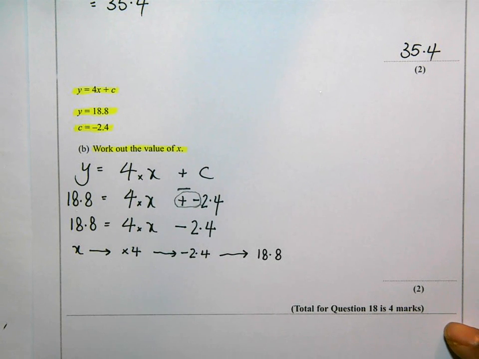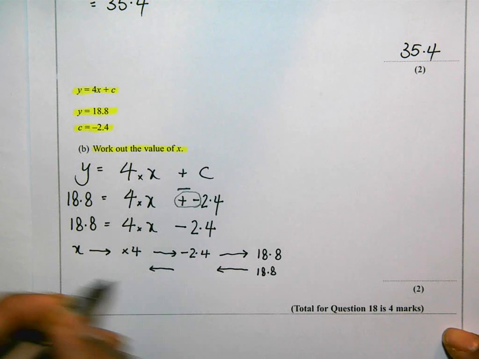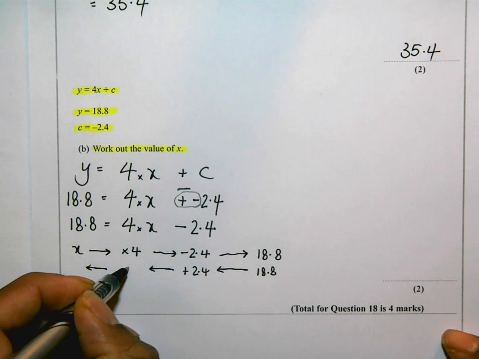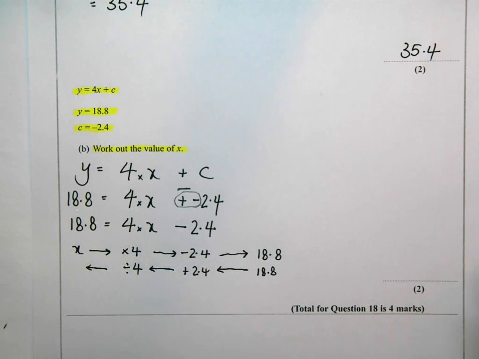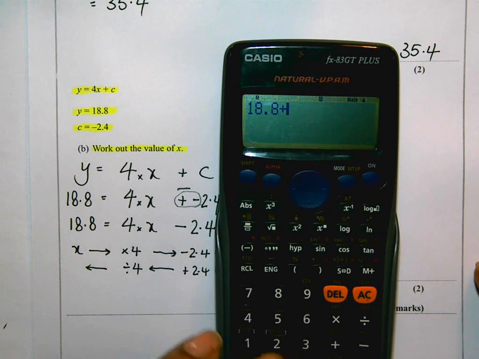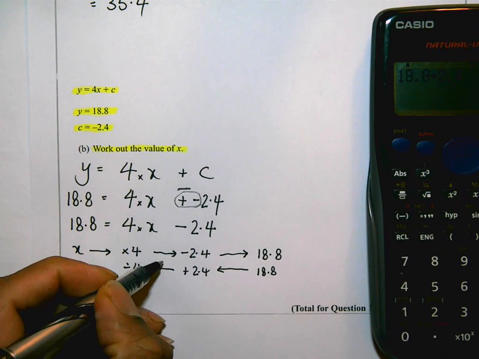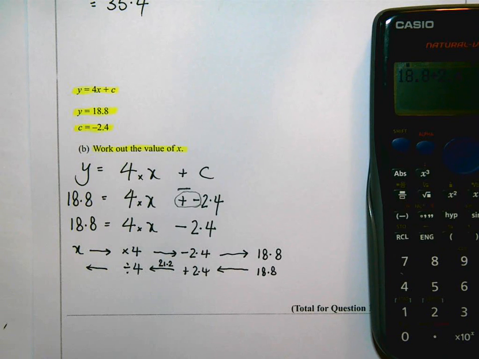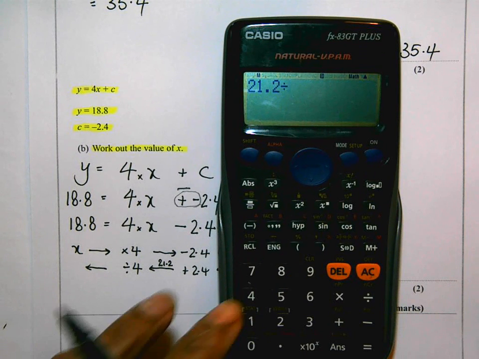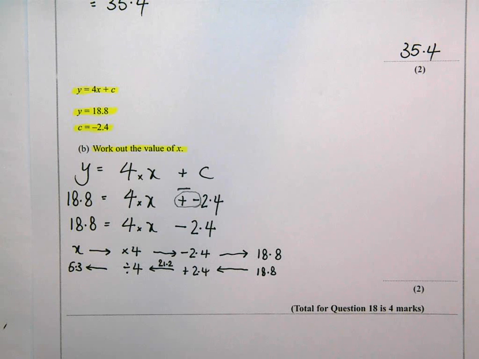Work that backwards, from 18.8. This time, as I come backwards, I'm going to do the opposite at each stage. So the opposite of taking away 2.4 is adding 2.4, and the opposite of timesing by 4 is to divide by 4. I'm going to get the calculator to do some of the hard work here. So 18.8, add 2.4, that's 21.2. And to that, I'm going to divide by 4. So 21.2 divided by 4 gives me 5.3. So in this case, x is 5.3, and that's what I'm going to write in my answer space, 5.3.